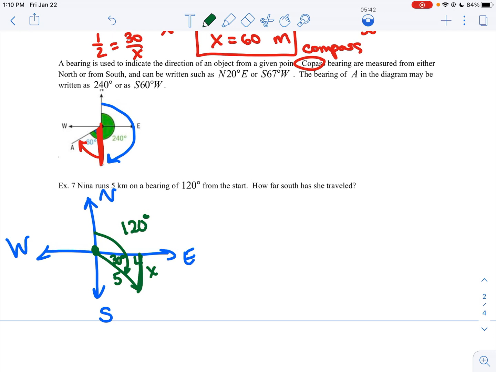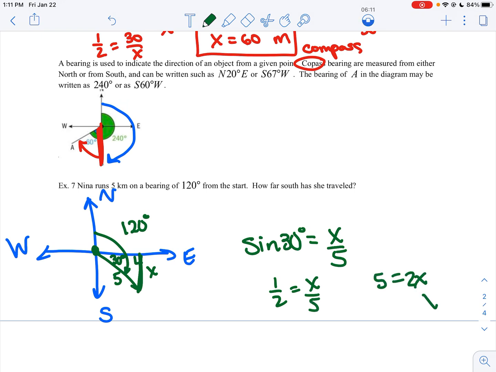So then I want to know how far south has she gone. So that's how far down below. So first of all, what trig function would I use in this small triangle? It should be sine. It'd be sine 30 degrees equals x over 5. Okay, without looking it up, what is the sine of 30? Well, it's 1/2. Then let's cross multiply. I get 5 equals 2x, so x would be 2.5, and that's kilometers. All right, so bearings are a little challenging, okay? They're definitely challenging to get the hang of them.